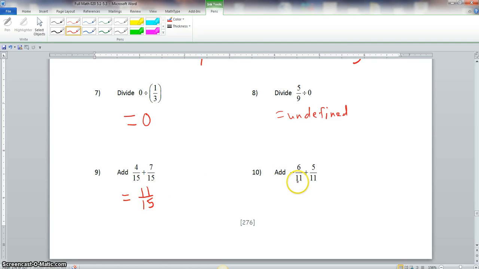Now with number 10, it says add. Now we have a negative and a positive. We know when we have a negative and a positive, we're actually going to subtract. So they still have to have the same denominator. So 11 would be our denominator. Now this is negative 6 plus 5. Negative 6 plus 5 is negative 1. And this is the final answer for number 10.